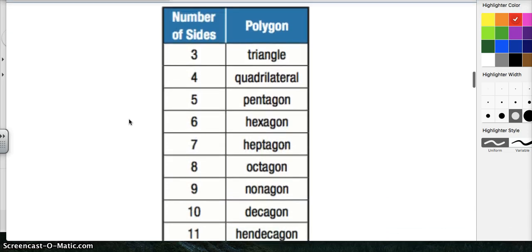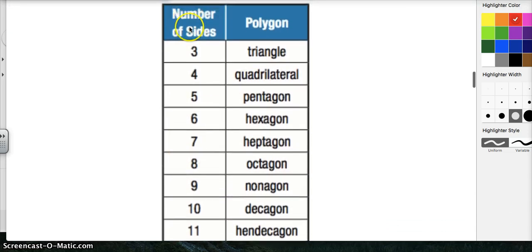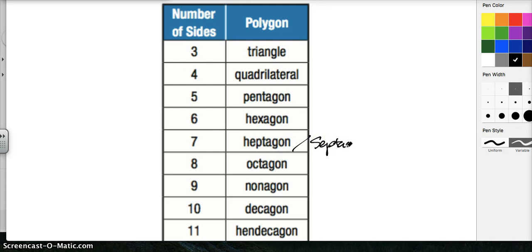All right, here also I want you to observe just the number of sides. We know a triangle, quadrilateral, pentagon, hexagon, heptagon. Sometimes you might see septagon as another way of referring to a seven-sided figure.